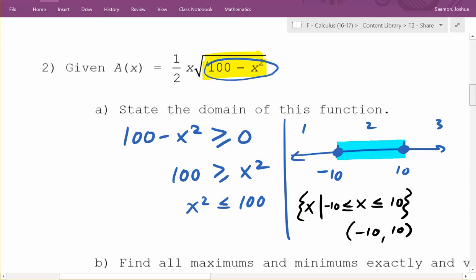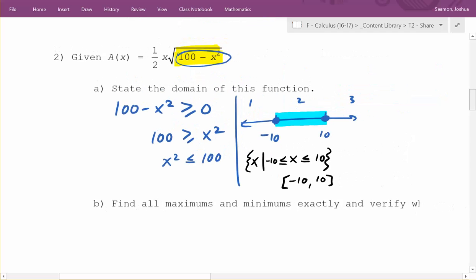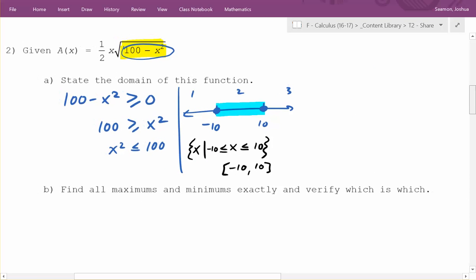That's not the same thing, right? What do I need to change those end things to? Brackets. That's another way to state it. That's fine. If you go to the left of negative 10 or to the right of 10, what happens? You end up with what type of number? Exactly. You end up with an imaginary number. Okay.